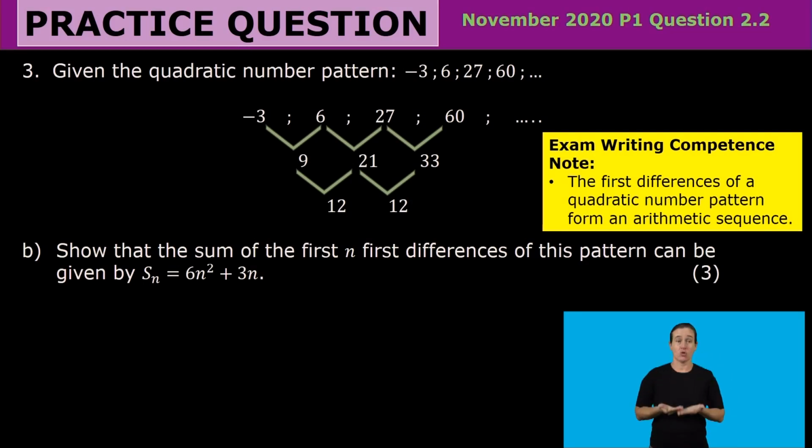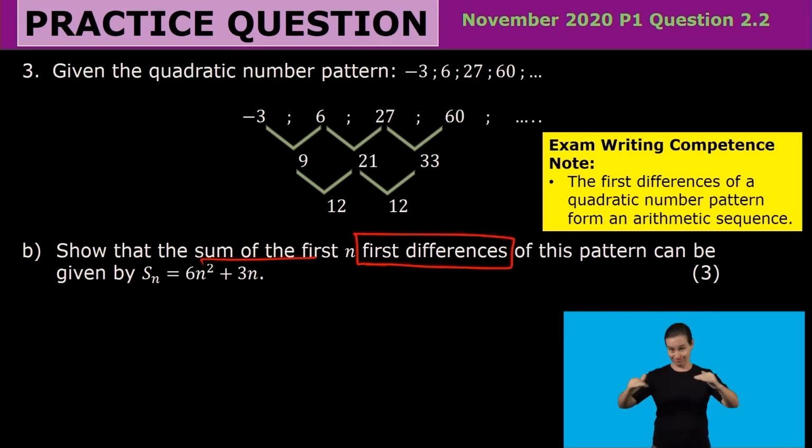Now, it says there, show that the sum of the first n first differences of the pattern can be given by Sn is equal to 6n squared plus 3n. So when it comes to a quadratic number pattern, you have never calculated the sum of a quadratic number pattern, but you do know how to calculate the sum of an arithmetic number pattern, and that is the pattern that is given by the first differences.